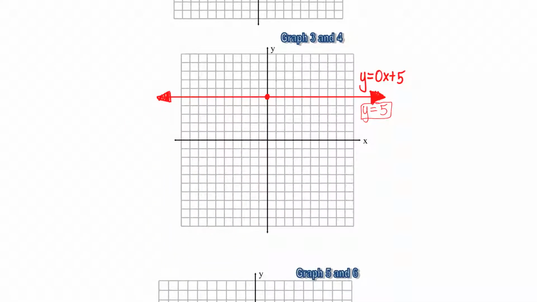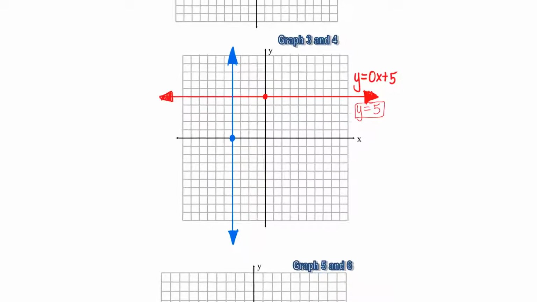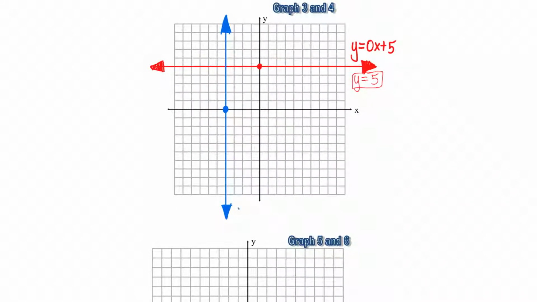Okay? What I want you to do now is 1, 2, 3, 4. On the x-axis, I want you to go to negative 4. 1, 2, 3, 4. Put a point right there. And what I want you to do is to draw a vertical line through that point. Okay, so what is the equation for this line? X equals negative 4.